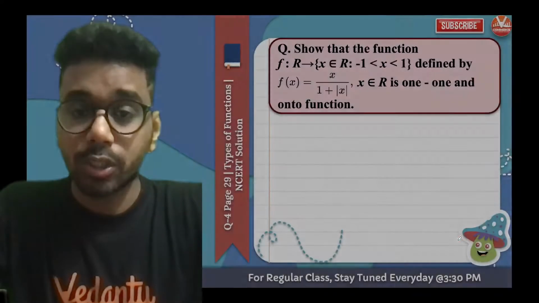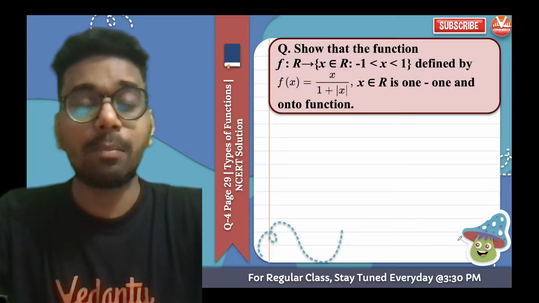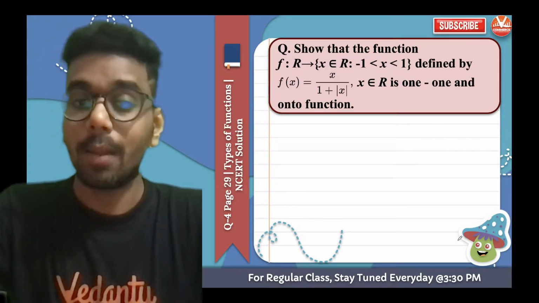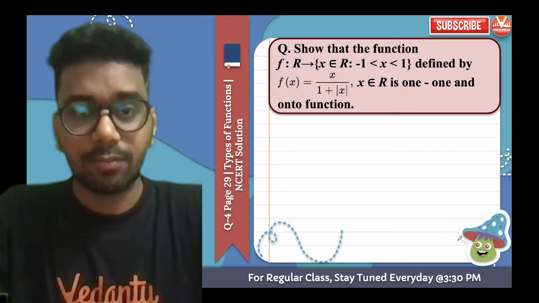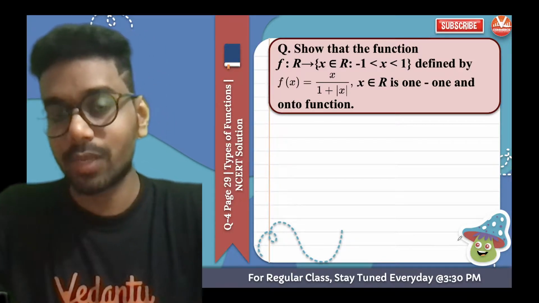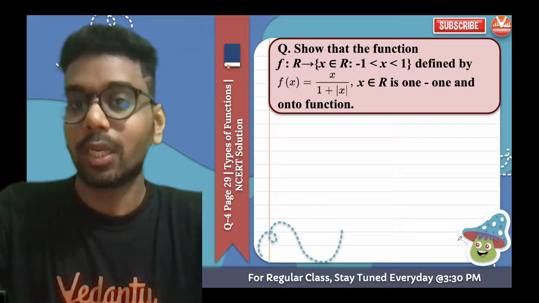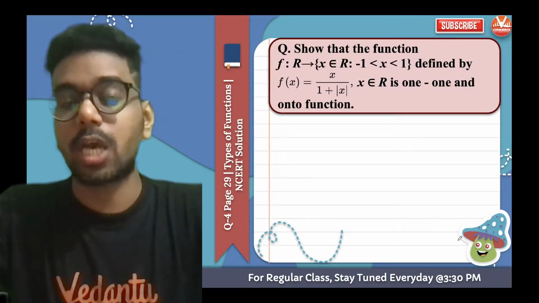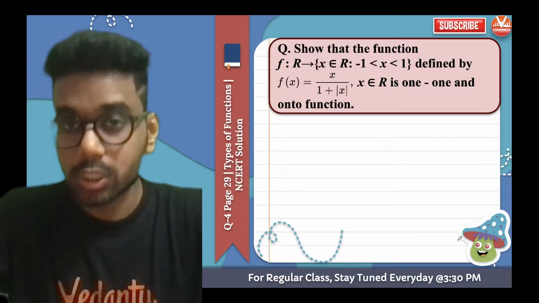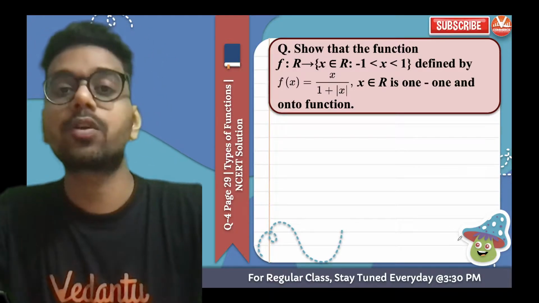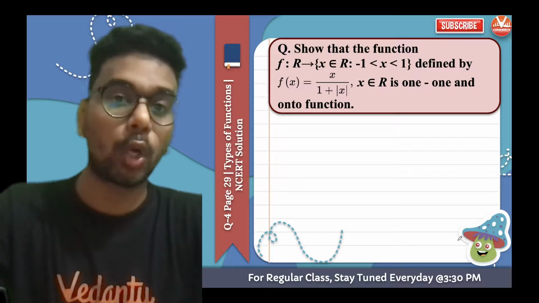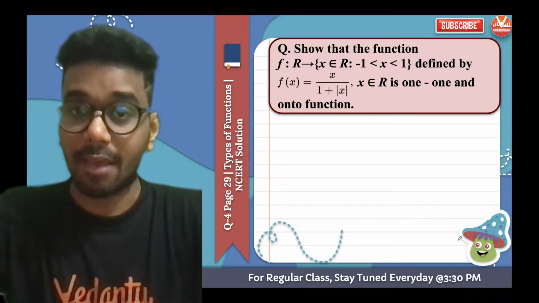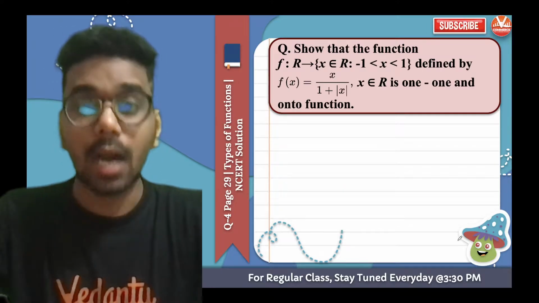Now, this is the question from NCERT Mathematics Book 1, Chapter Relations and Function, question number 4, page number 29. We have not done question number 1, 2 and 3 since they are not included in your syllabus. This question is from the chapter Relation and Function, and more specifically from the topic types of function: one-one, many-one, onto, into. Now, the question is: show that the function f such that R to this.